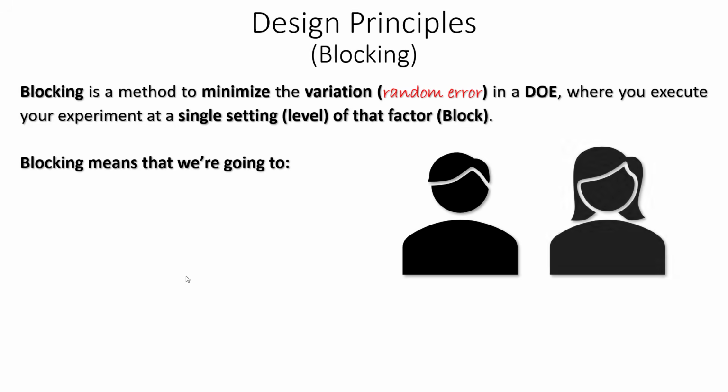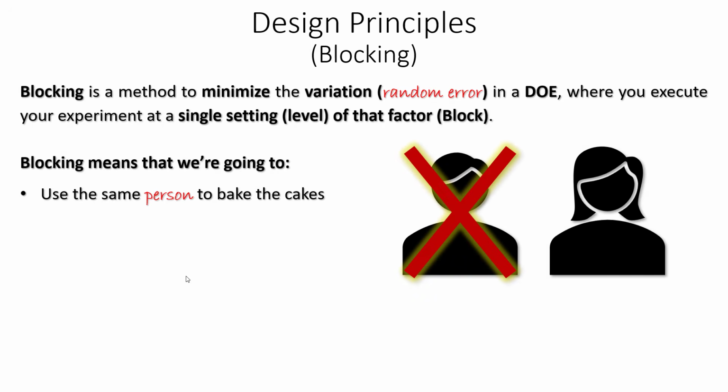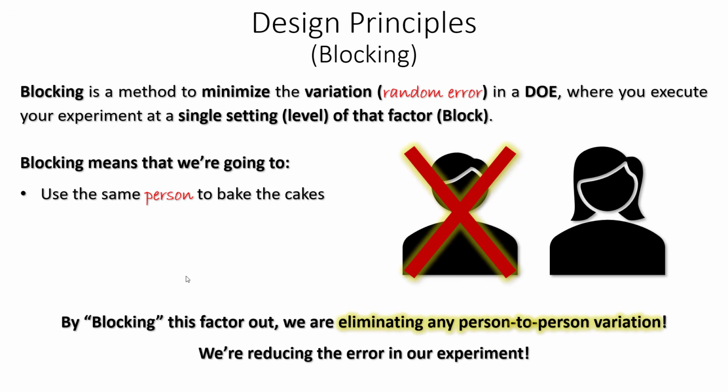Let me give you an example of this. Again, let's say we've got Tommy and June here. We've got two people, and we know based on their experience that June bakes cakes that are slightly better than Tommy. We're going to block out this variation. We're going to bake this entire DOE, all of our cakes, by a single person. We are going to essentially block this factor out. And by blocking that factor out and running our experiment with this particular factor at one level, we're eliminating all of that person-to-person variation, and we're essentially reducing the error in our experiment. If we ran this experiment with two different people baking the cakes, we'd see a little bit more random error in our data set, and we want to block that out.